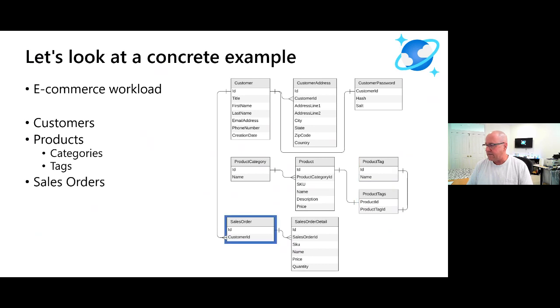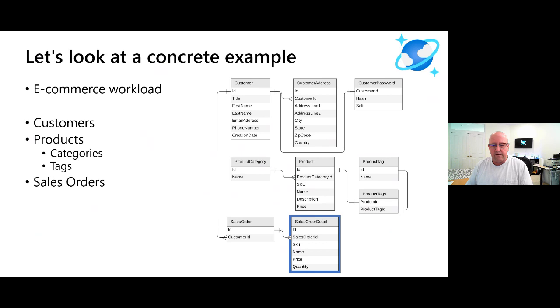And then last we have sales order. So we'll have a sales order header table here, and that has a one-to-many relationship to the sales order detail, which is going to contain all of the items within a sales order here.